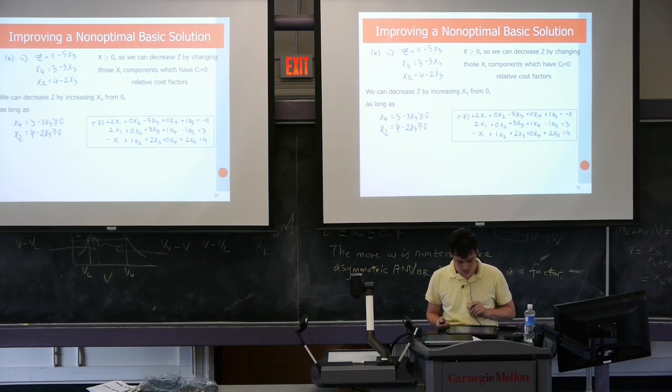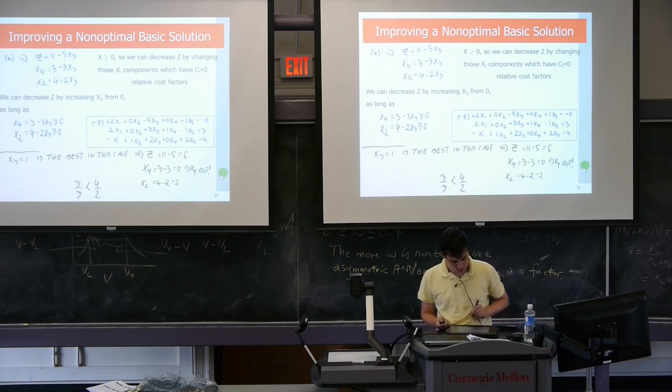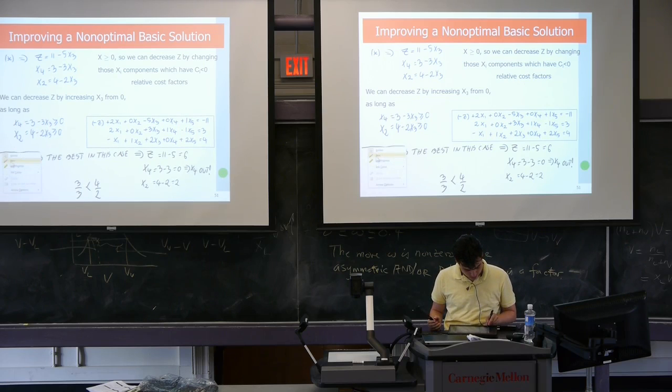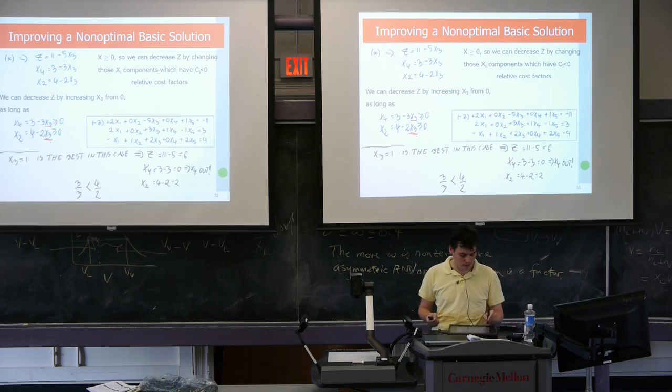So this is what I just wrote here, and we can see that x3 is 1, that's the best in this case, because when x3 is 1, then x4 will reach 0. So x3 cannot be bigger than 1. If we just had this second constraint that x2 is 4 minus 2 times x3, then based on just this, x3 could be larger than 1, but we have this other constraint that doesn't allow this.